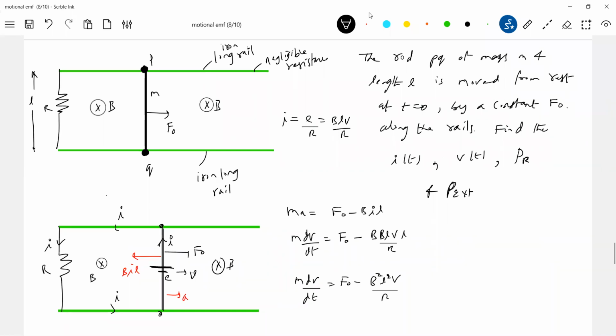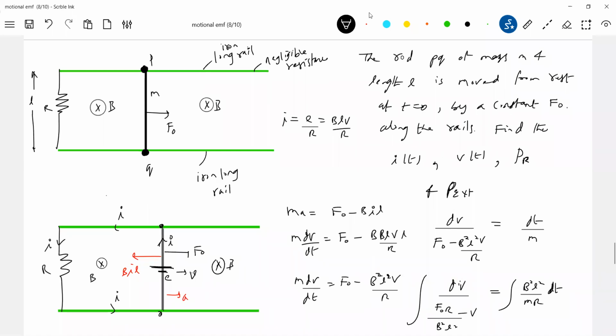You know enough of kinematics. From that, I'm writing dV by F naught minus B square L square V by R equals dt by M. Further simplification, F naught R. You can integrate there only.